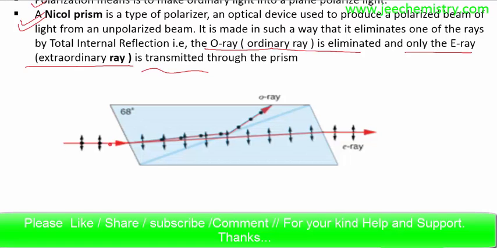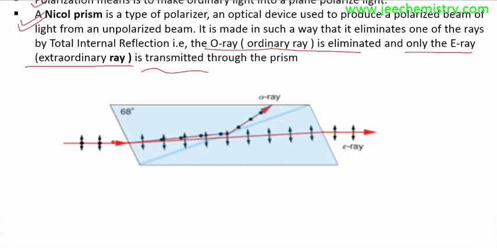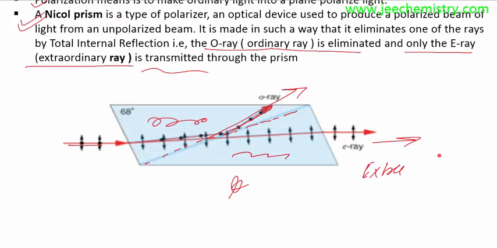Actually, the light passes through, say, a Nicol prism. There is a change of medium here, this is one medium and this is another medium. When the light passes through, the ordinary ray is eliminated and only the extraordinary ray passes. So in this way, by total internal reflection, we get only the extraordinary ray. Now we will learn more about total internal reflection.